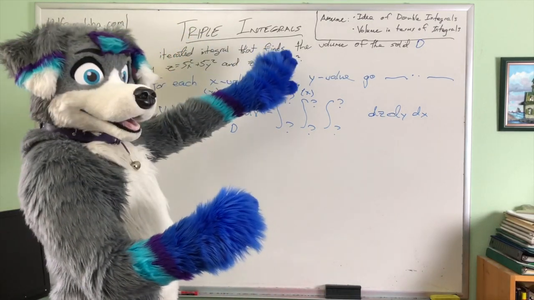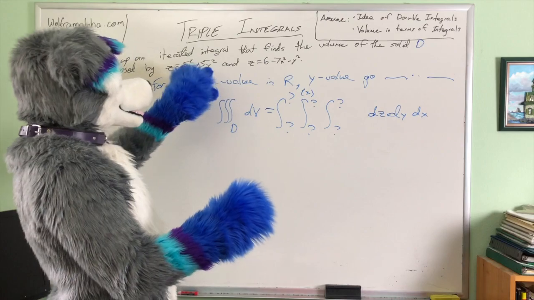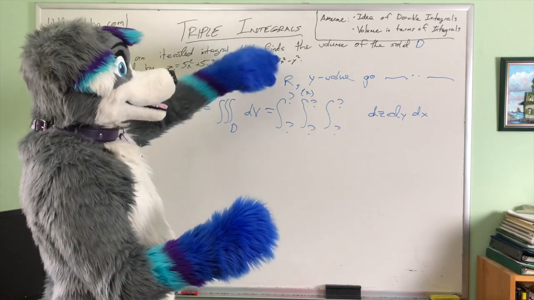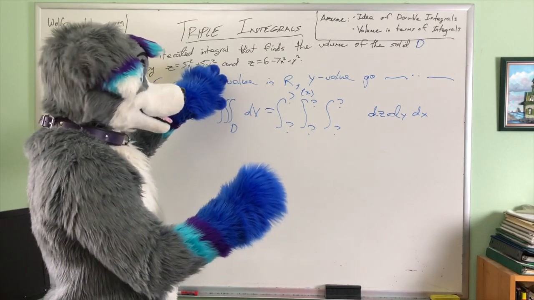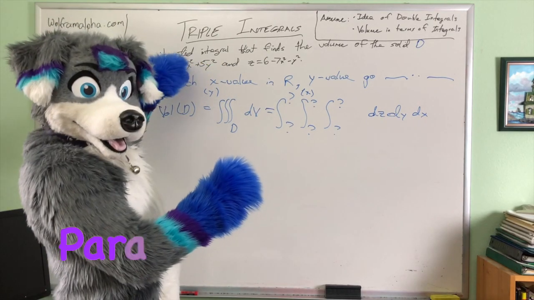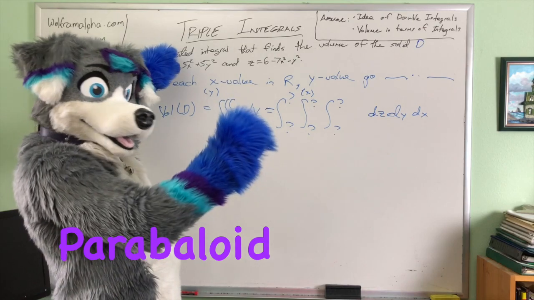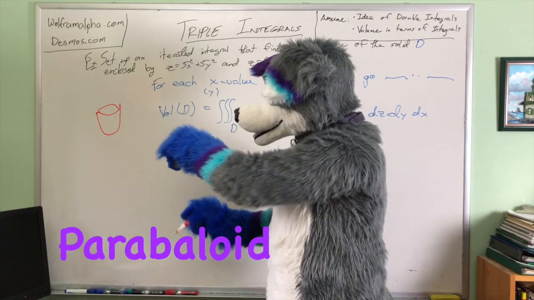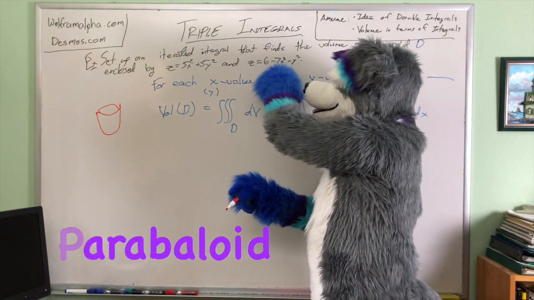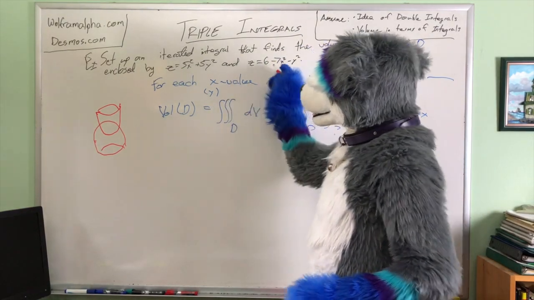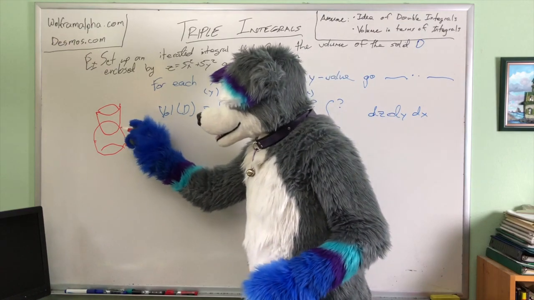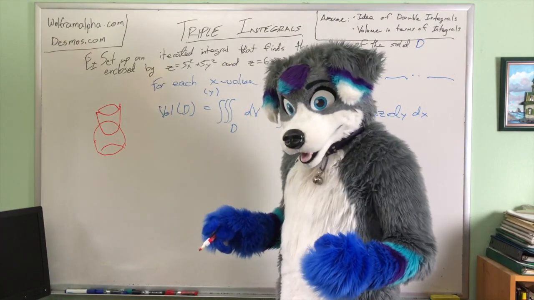What are we looking at? We want to find the volume of the solid enclosed by these two surfaces here. I'm also assuming you know the basics of surfaces and what they look like. This is a paraboloid facing up, and this one is a paraboloid facing down. We want the volume in the intersection of those two things.